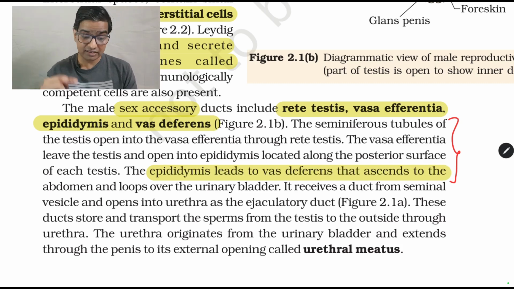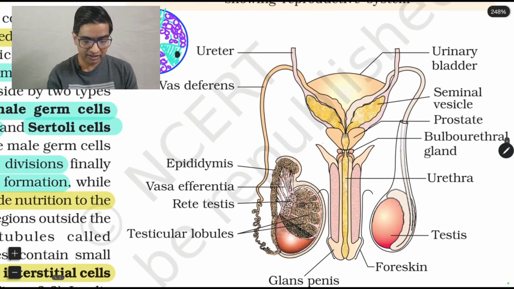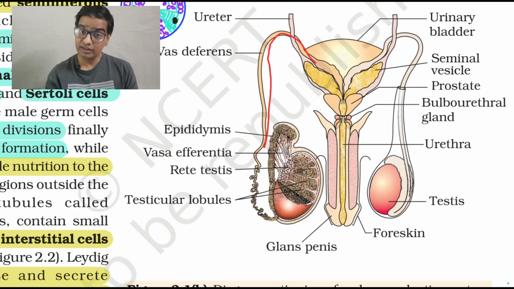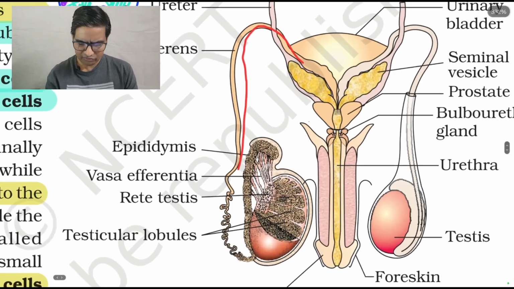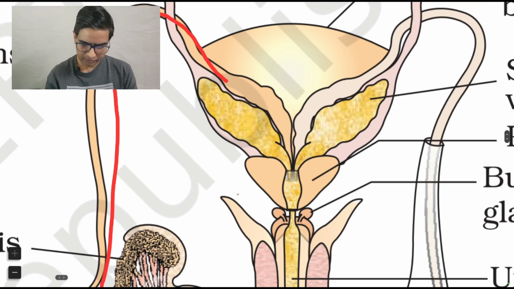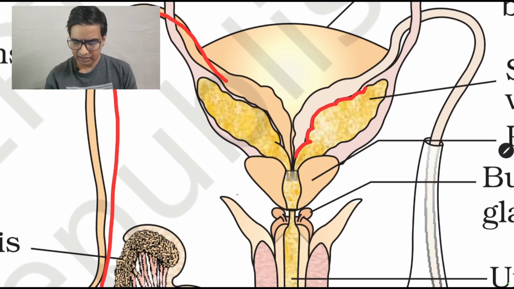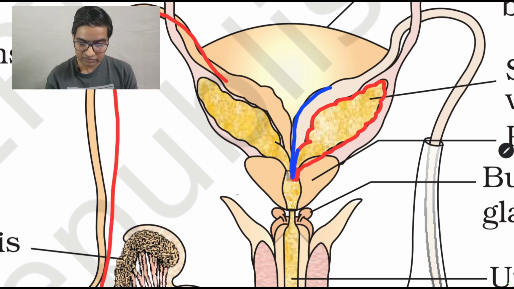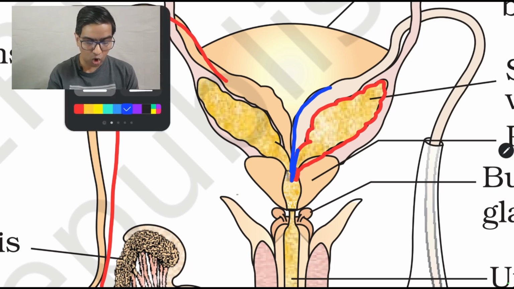This vas deferens will ascend into the abdomen, loop over the urinary bladder. Look here. Now this is actually the posterior view, so it ascends up, goes behind the urinary bladder. Now I want you to focus here. This gland that I am drawing in red is a gland called the seminal vesicle. It is an exocrine gland, which means it will have its own tube. So this red part is its own tube. The vas deferens coming from here has its own tube, and both of them join together to make a common tube here.